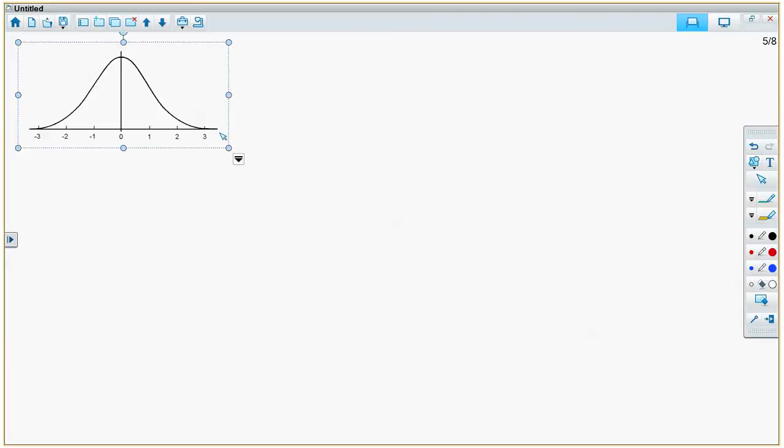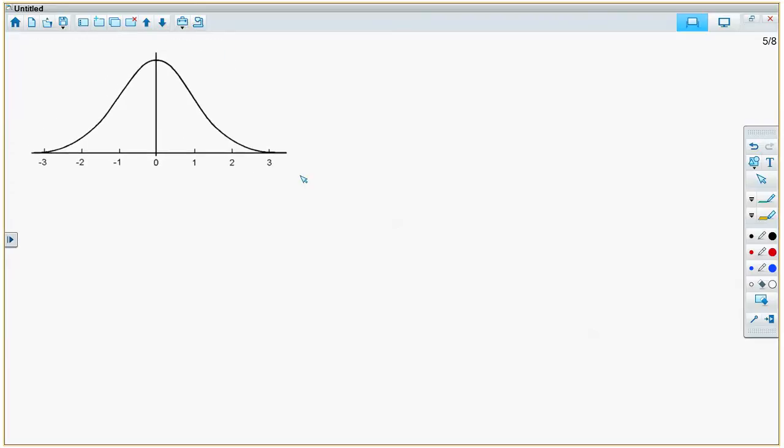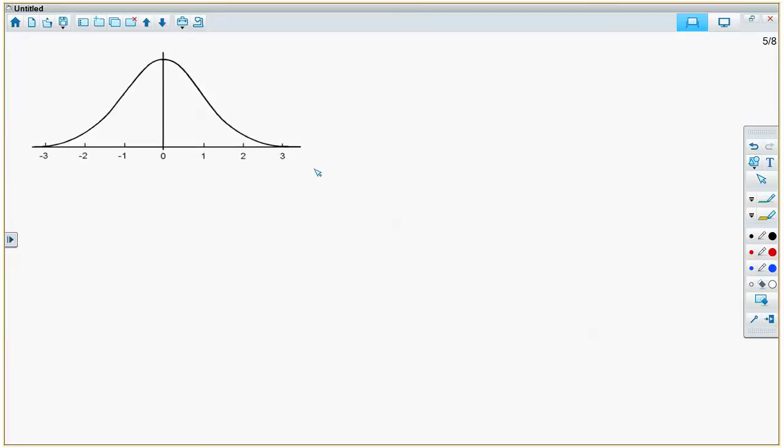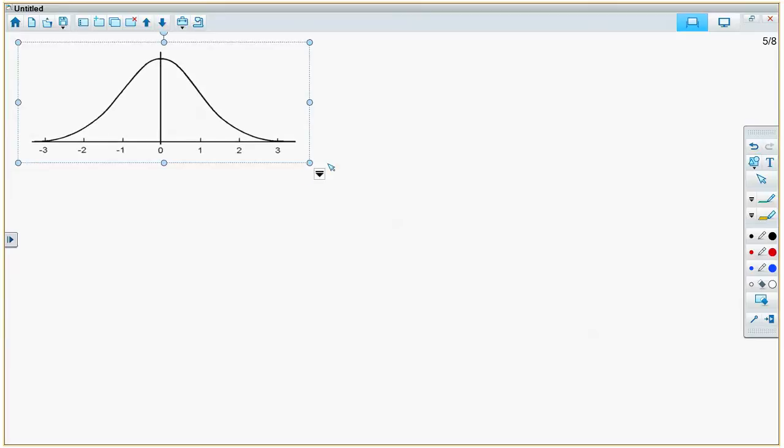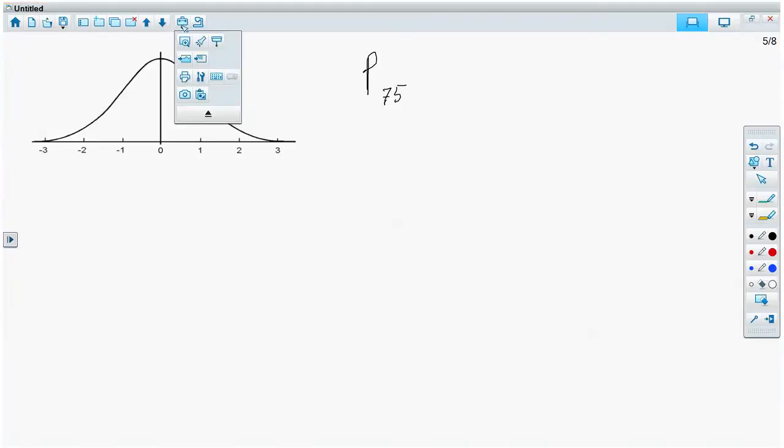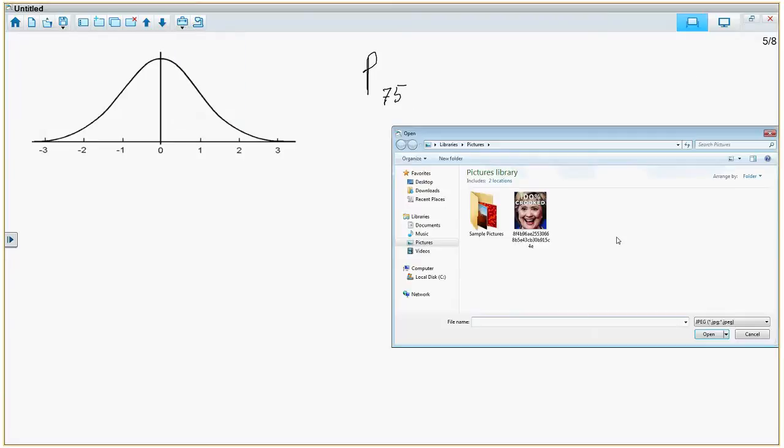I want you to draw me an area of 75%. Okay, get to it. 75%. So it would look like the 75th percentile. P and then a little 75. Bring in the empirical rule mentally.